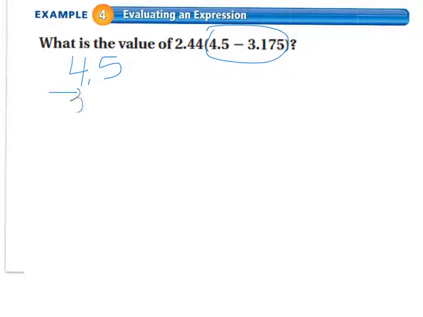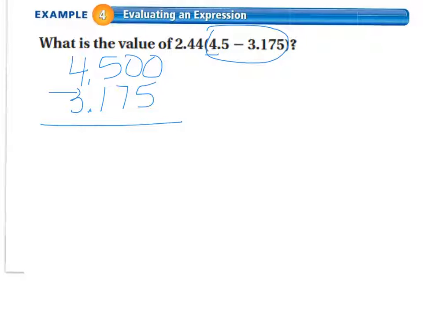minus 3.175. In this case, I can't say I want to put the number with the most digits on top because in subtraction we know that the order matters, and this says I have to take 4.5 minus 3.175. So what do I do about these empty places here? I can just put zeros in there. It doesn't change the value of that number.